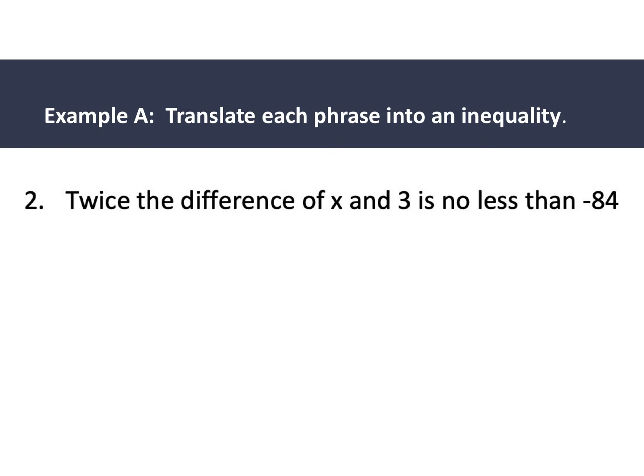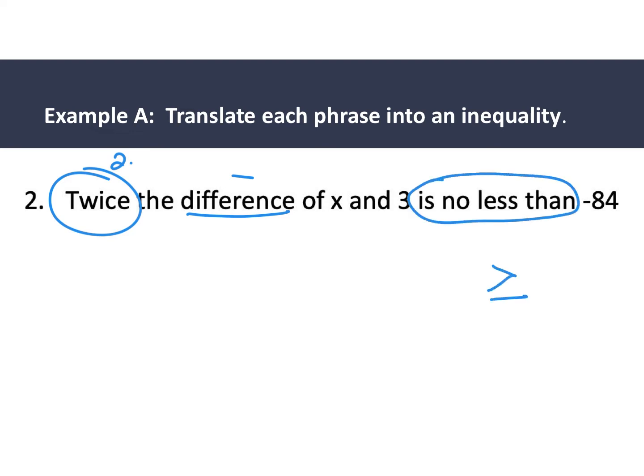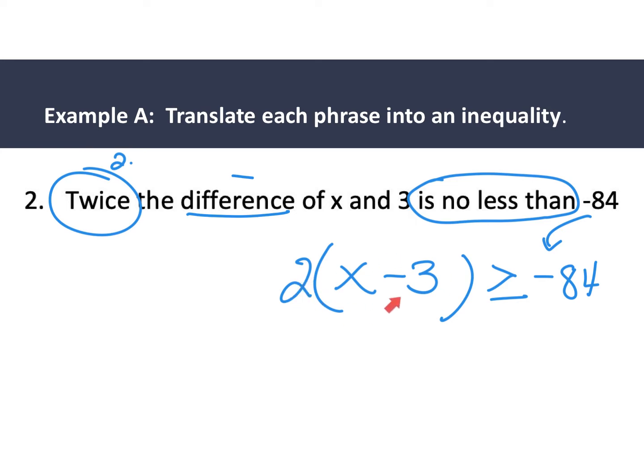Twice the difference of x and 3 is no less than negative 84. Twice means 2 times. Difference is subtraction, not division. Is no less than would be greater than or equal to. So I'll just bring down then. I need to do twice the difference. Well, the difference is subtraction of x minus 3. These parentheses are necessary to show that I'm multiplying what I get after I subtract.